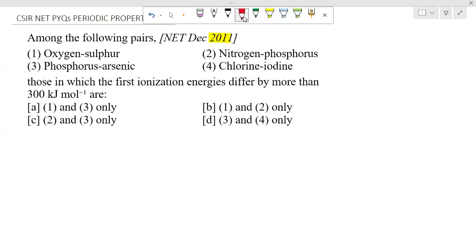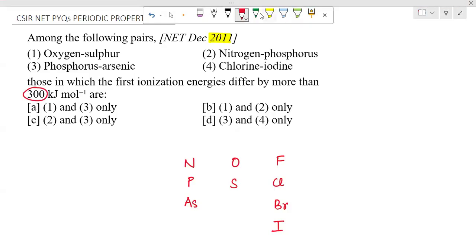So let's try. Nitrogen is there, oxygen is there, fluorine is there. Sulfur comes below oxygen, phosphorus comes below nitrogen, arsenic comes over here. So this is fluorine, chlorine, bromine, iodine. Now the question is, which among these pairs will differ by more than 300 kilojoules? Understand that 300 kilojoules is pretty high.